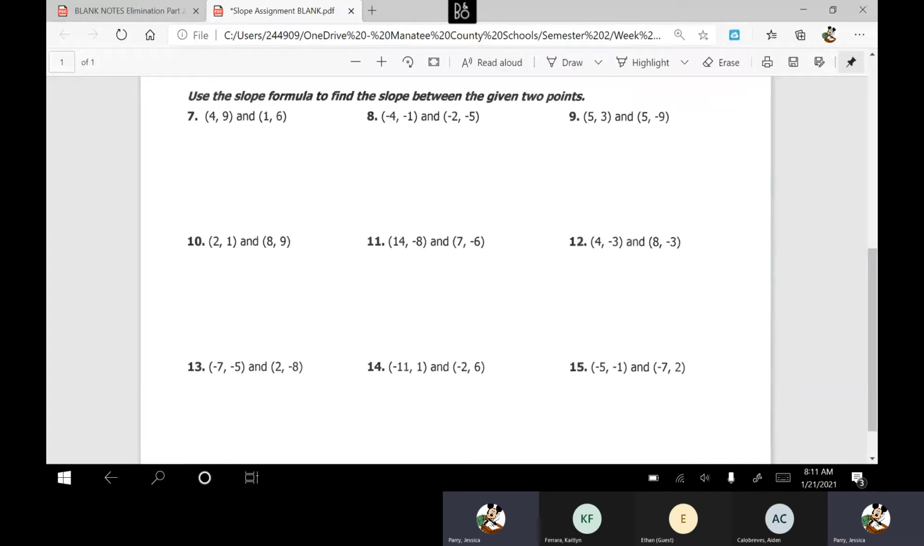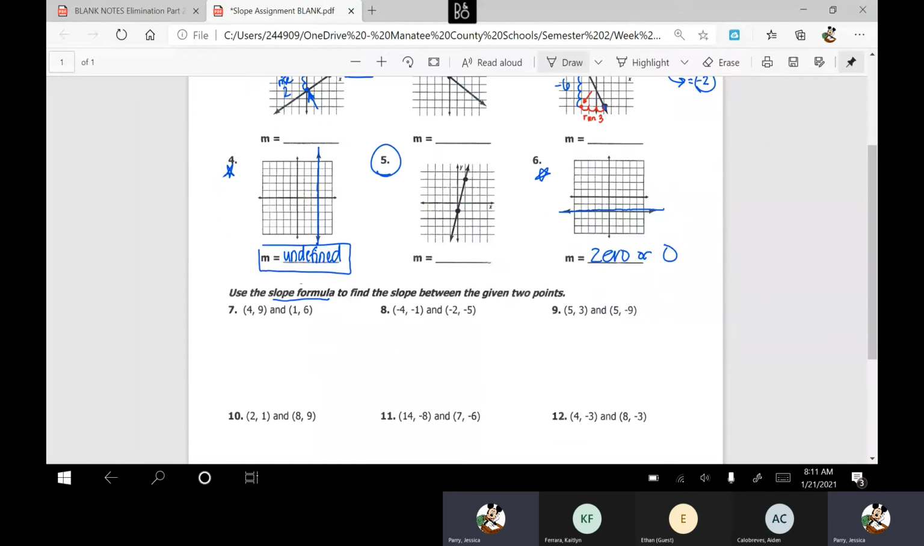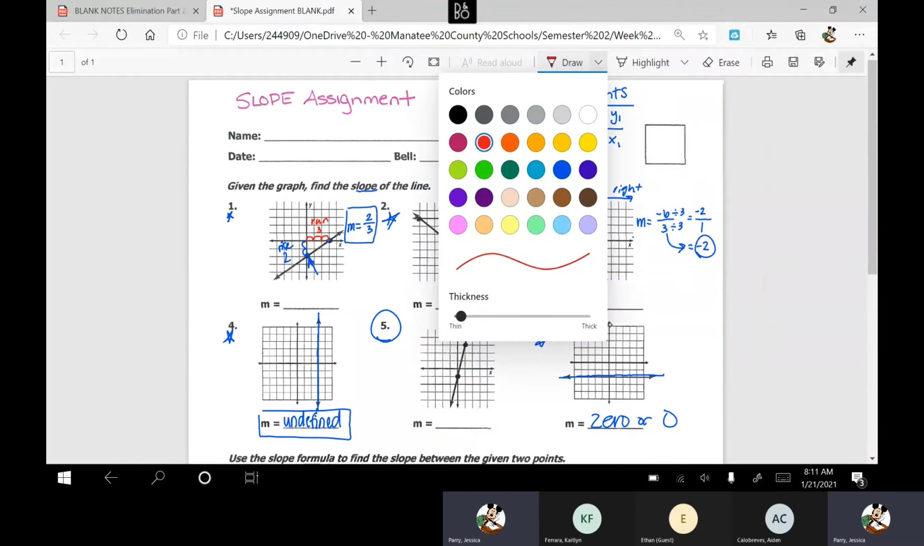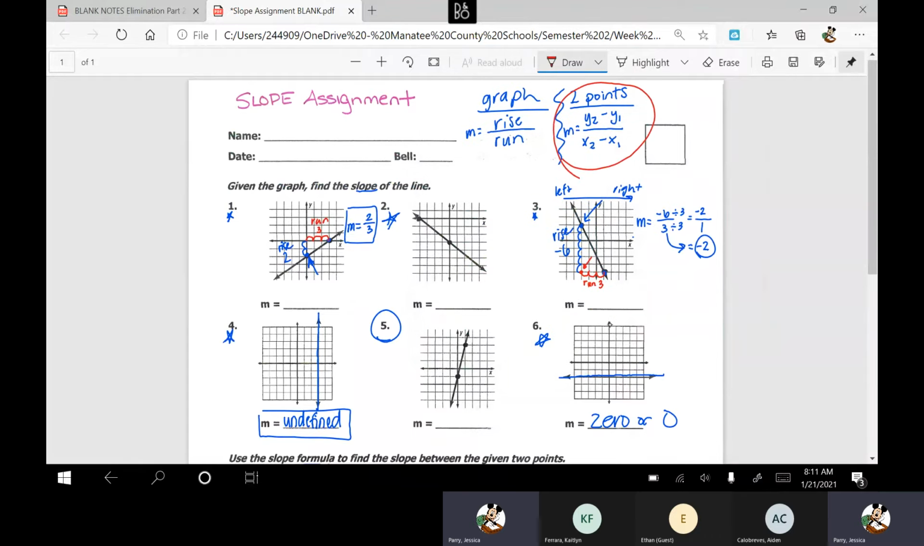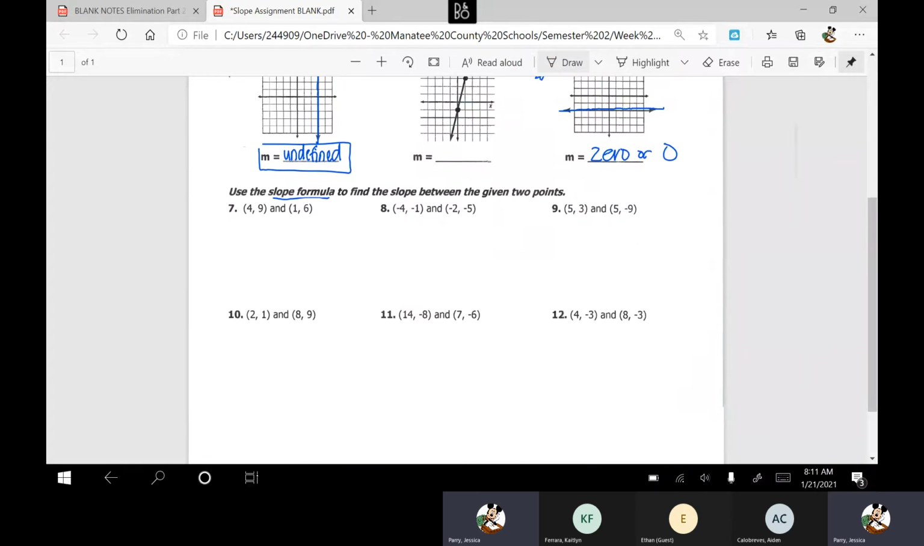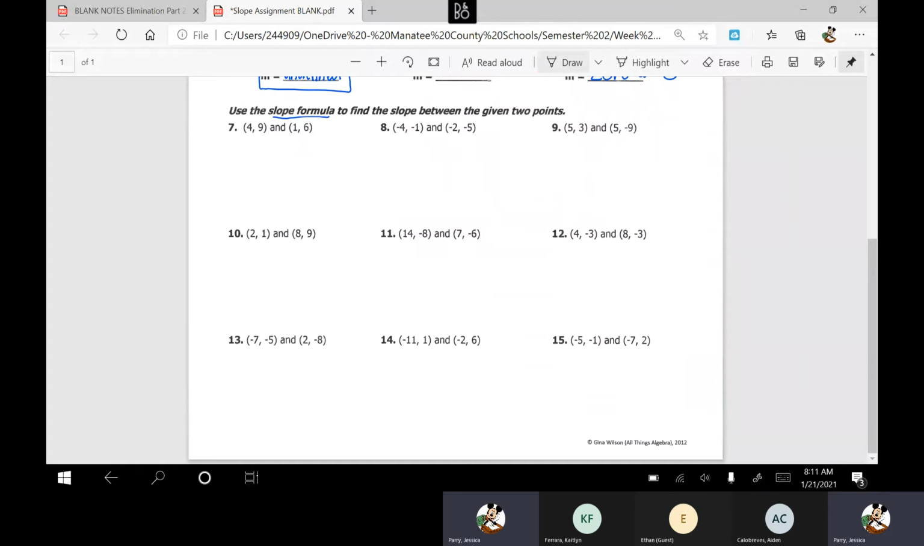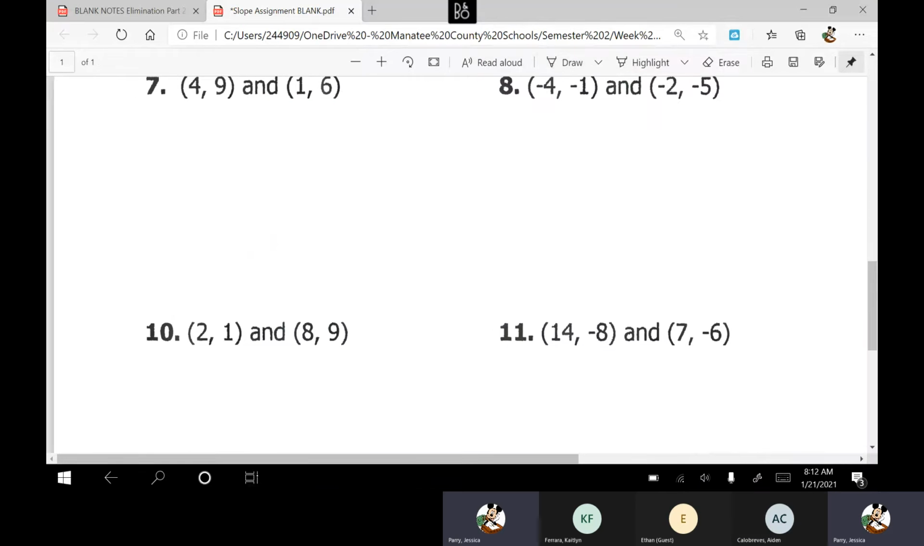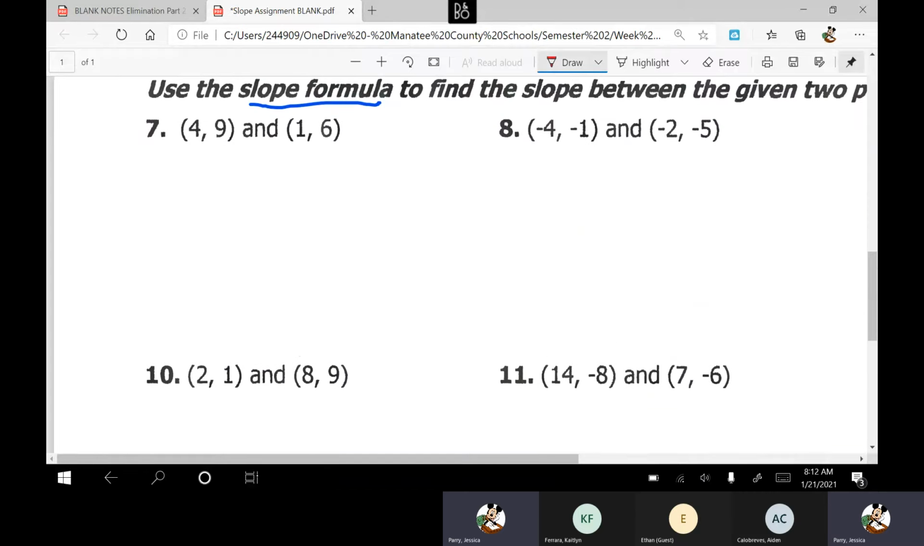Use the slope formula to find the slope between the given 2 points. So remember, we wrote the slope formula at the top of the paper here. This is our slope formula when you're given 2 points. Okay, so we're going to be using that same formula for the bottom section of the paper. I'm going to do a couple of these with you guys. First one we'll do is number 7.